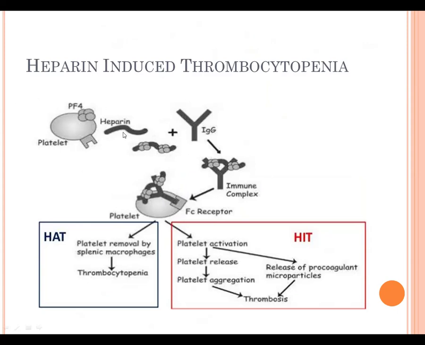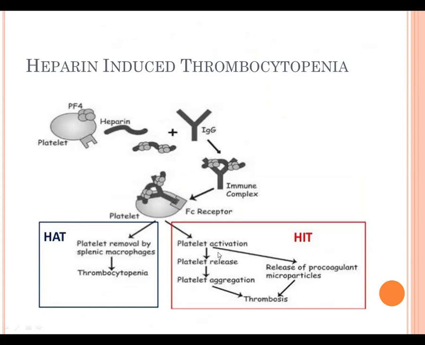This complex is formed. This is heparin, and this is PF4, a protein that is present on the platelet. They form a complex. The antibodies recognize this complex and get attached to the platelet. So when they pass through the spleen, the platelet removal by the splenic macrophages leads to thrombocytopenia. Or this complex may activate other platelets.